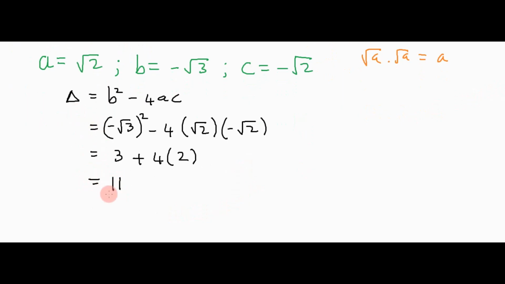So we can see that delta is greater than 0, but not a perfect square.